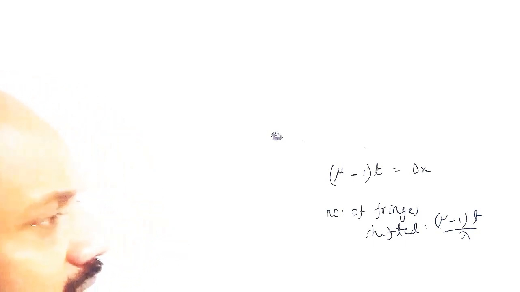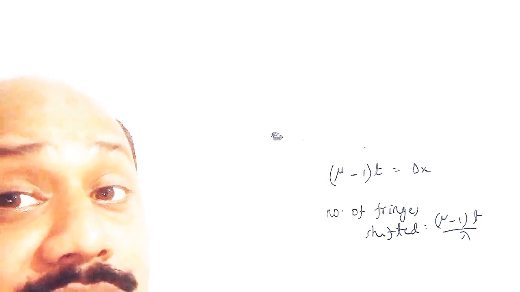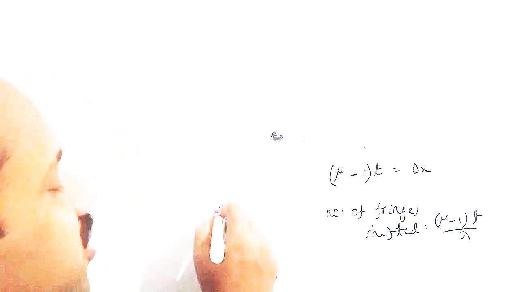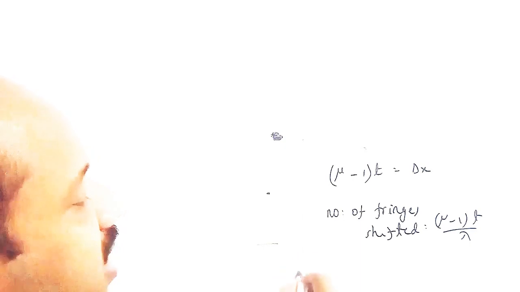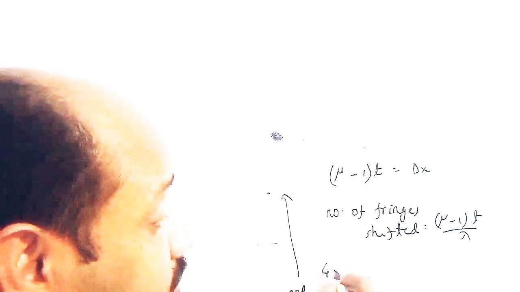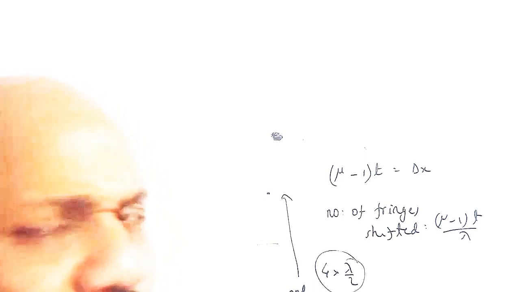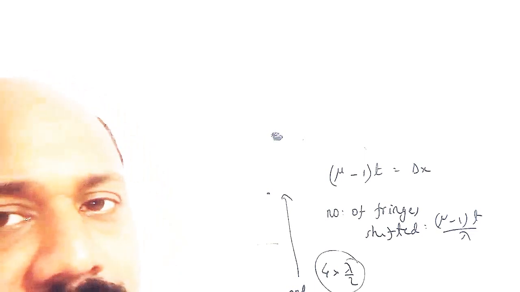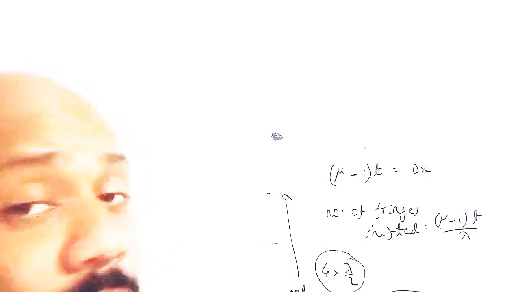Look, here it is given that the second order minima is observed above the center of the screen. Because of the introduction of this sheet, the second order is observed on the top, meaning the bottom second order minima is transferred to this one, right? Then the path difference should be at least 4 into lambda by 2. That should be almost equal to 2 lambda or less than 2 lambda. Therefore, the phase difference should be 2 into 2 pi, at least 4 pi.